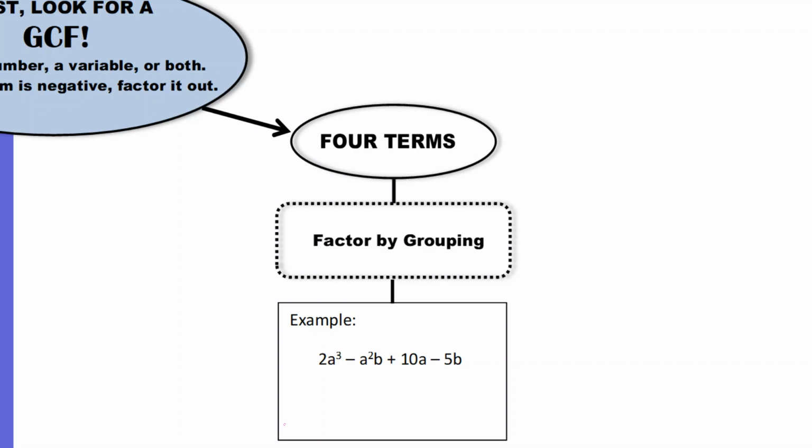So I can pull out from the first 2 terms an a squared, which leaves me with 2a minus b. This must also be 2a minus b, and that should be a plus 5. So the one thing that repeated was 2a minus b, and the things I pulled out were a squared plus 5. And there's my answer.